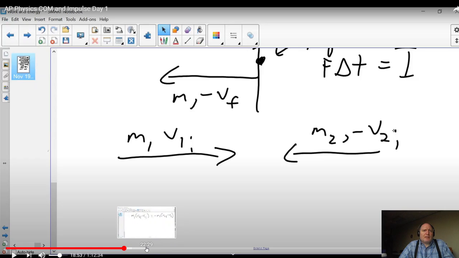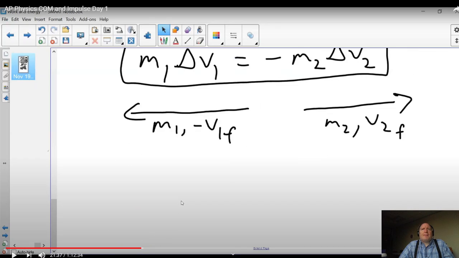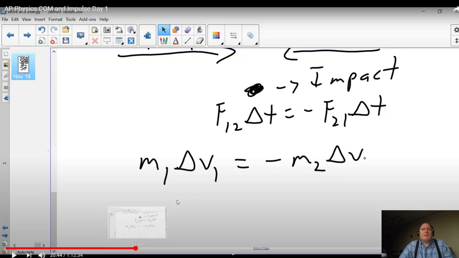Okay, so it looks like they might start about here. Let's just jump to that. Nope, I want to go back up just a little bit. Okay, so let's see what happens here with the negative signs. Delta V2. And we know that those deltas are final minus initial.